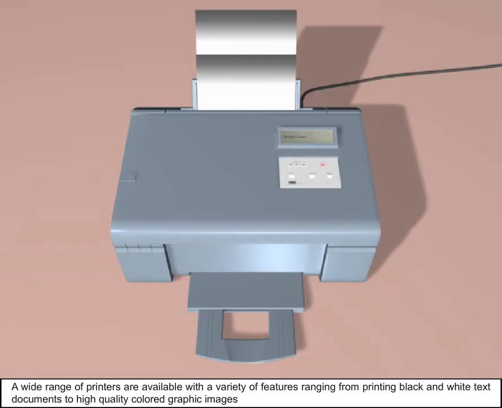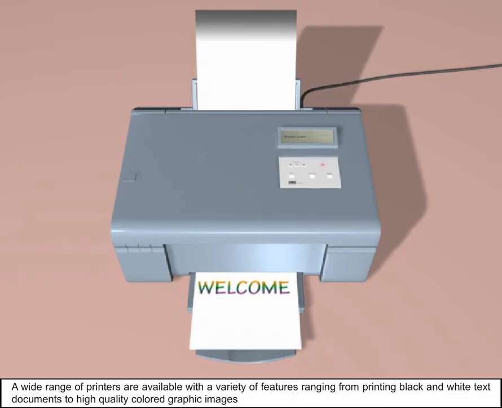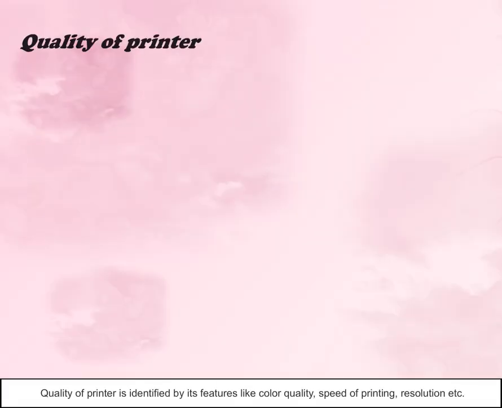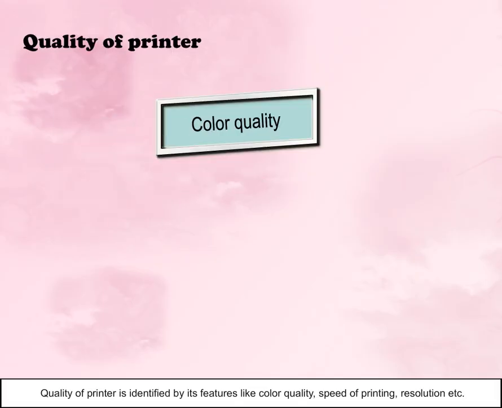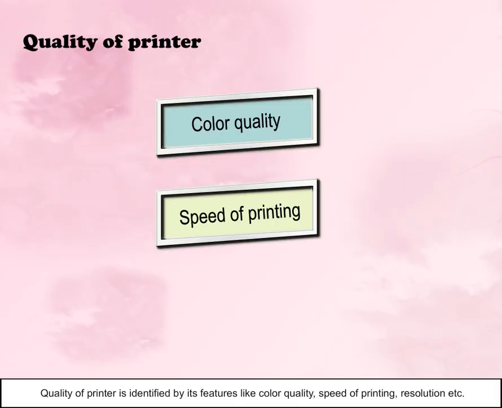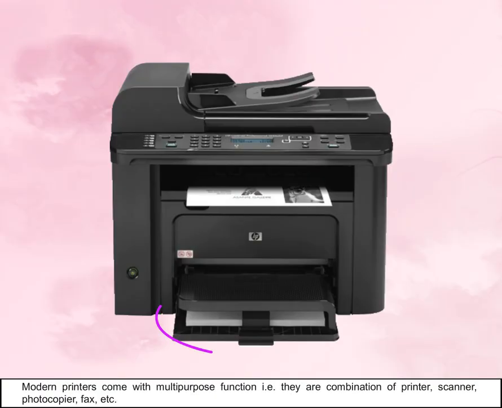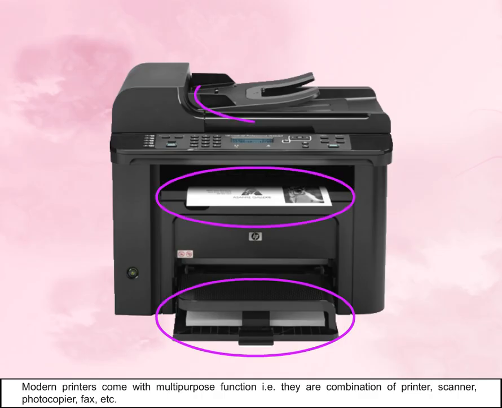A wide range of printers are available with a variety of features ranging from printing black and white text documents to high-quality colored graphic images. Quality of printer is identified by its features like color quality, speed of printing, resolution, etc. Modern printers come with a multi-purpose function, that is, they are a combination of printer, scanner, photocopier, fax, etc.